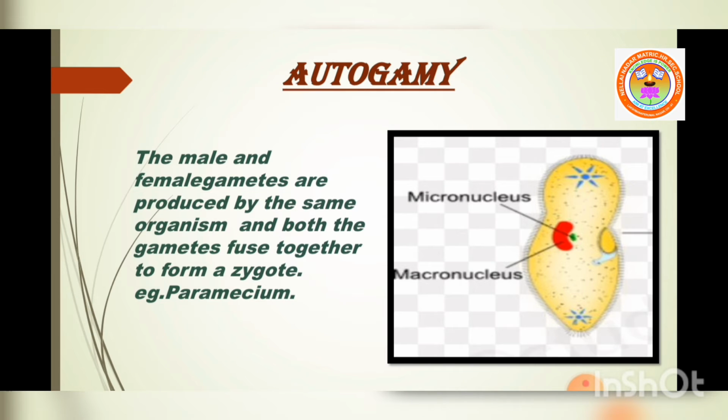Autogamy. What is autogamy? The male and female gametes are produced by the same cell or same organism, and both the gametes fuse together to form a zygote. So male and female gametes are produced by the same organism. This is called autogamy. Example, actinosporium and paramecium.